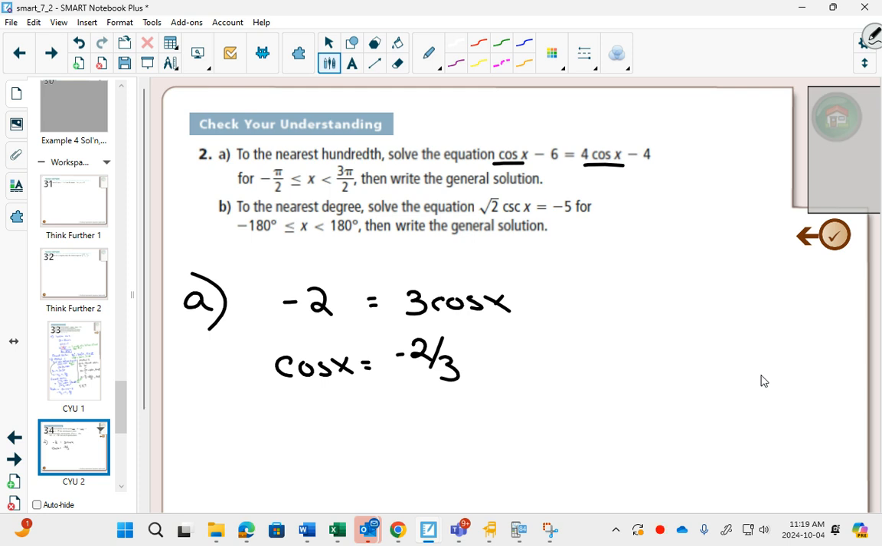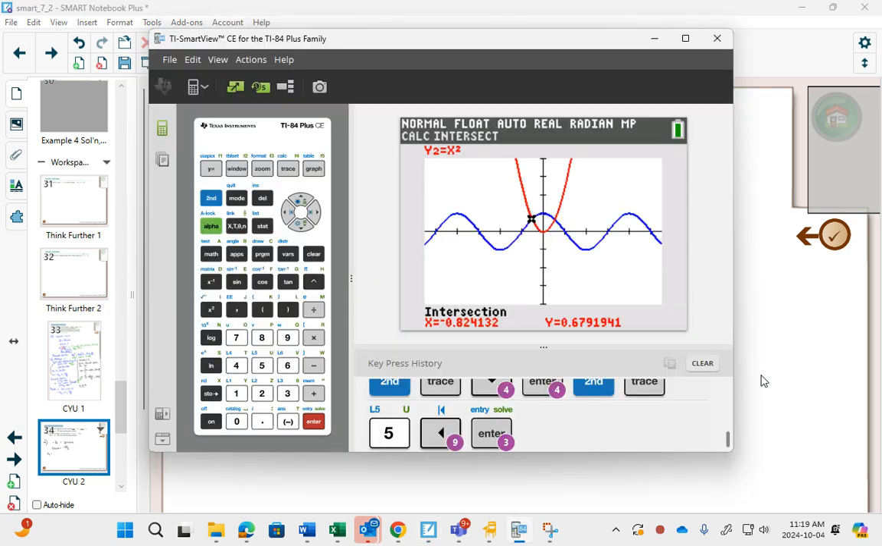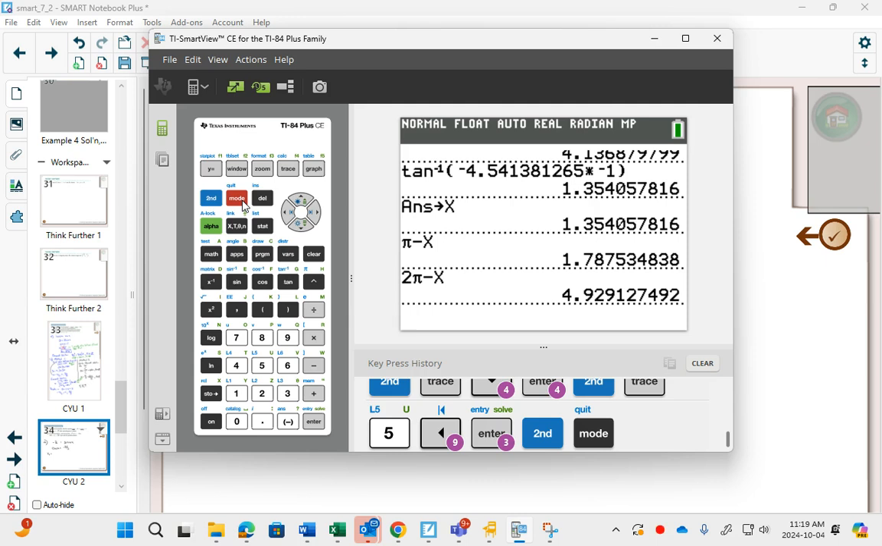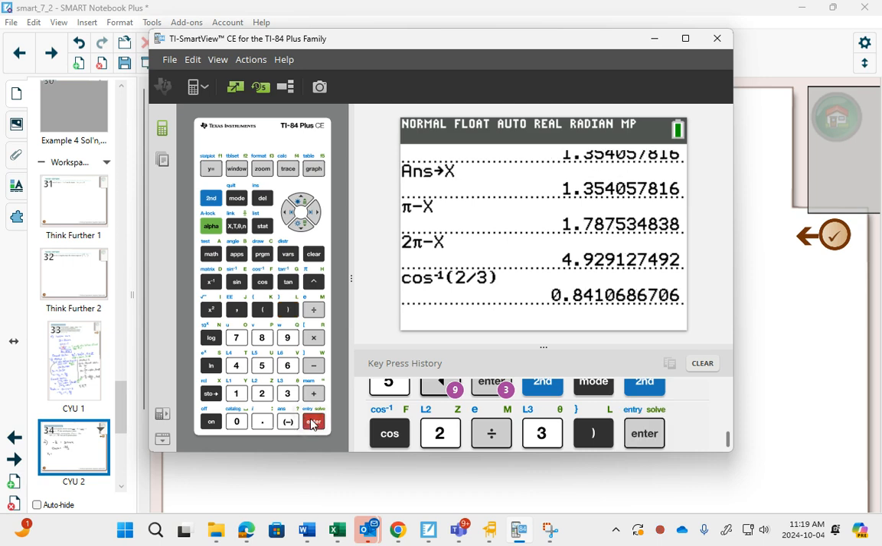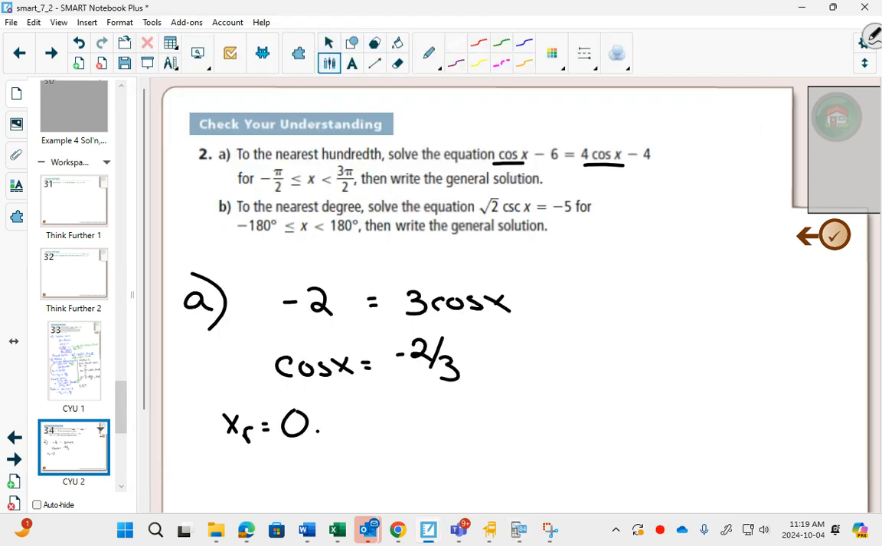I would get -2/3. This question is in radians, so I'm going to find my reference angle. Second cos inverse. And remember, when you're finding your reference angle, especially with cos, super important that you use all positives. So cos inverse of 2/3, 0.841. That's our reference angle. Then according to our CAST rule, cos is negative in quadrants 2 and 3.